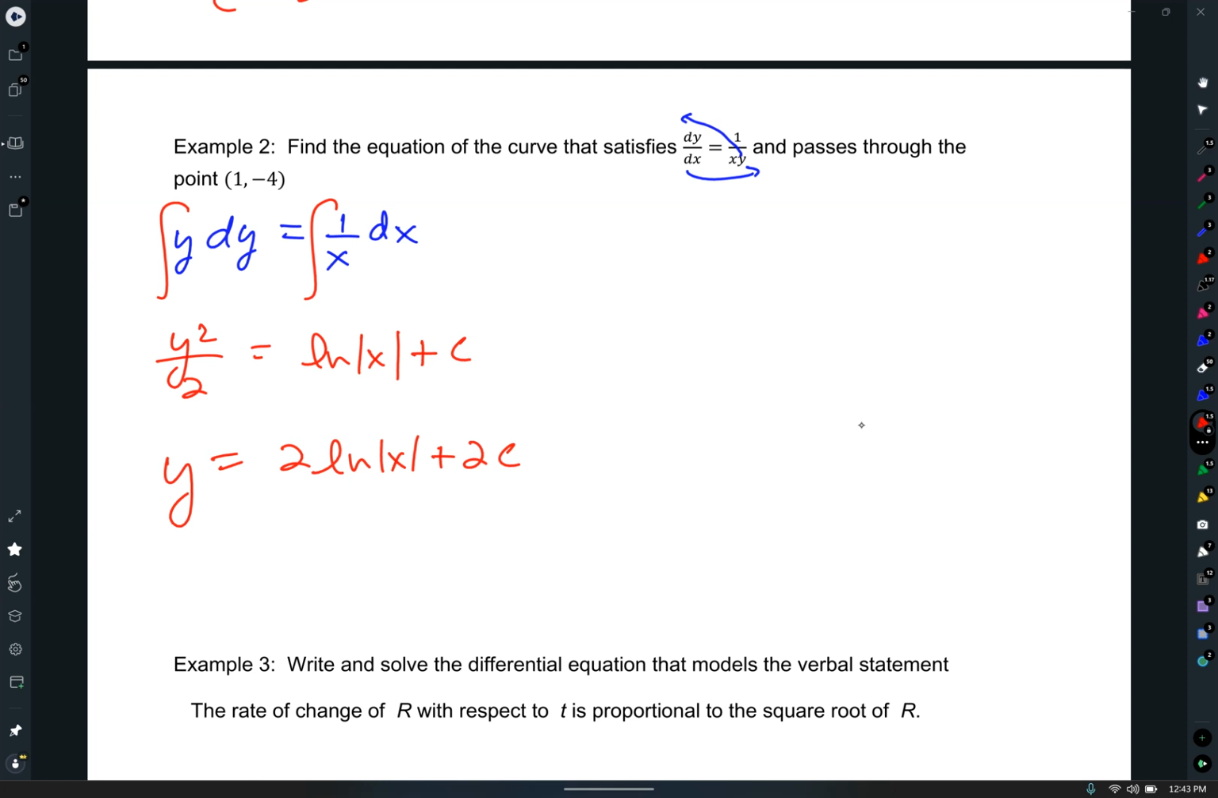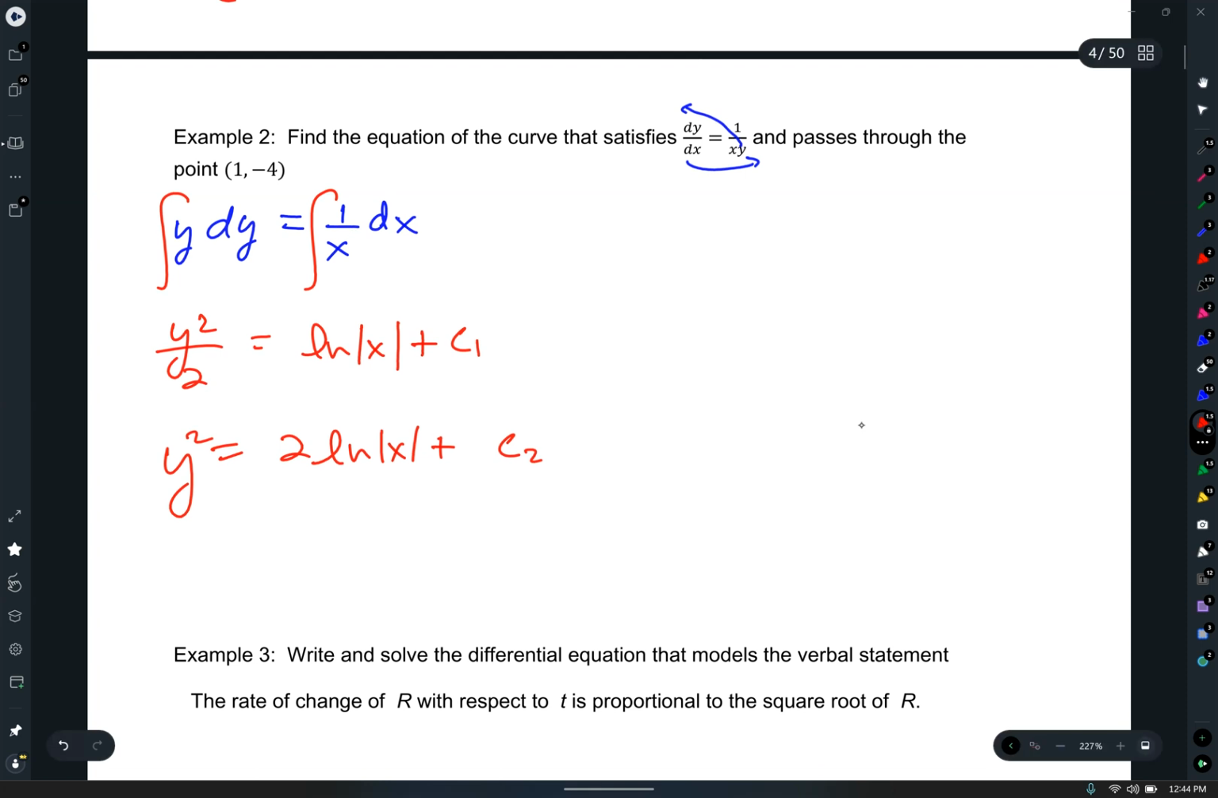Isn't 2c just another constant? So yes, I'm multiplying by 2, but it's okay to just write it like that, because when I multiply c by 2, it's just another c. If it makes you feel better, I could say, hey, that's c1 and that's c2, but you don't have to. If you want to write it as 2c because it bothers you too much not to, then write it. That's fine. Is everybody with me? I'm just trying to save your steps. Everybody doing okay?